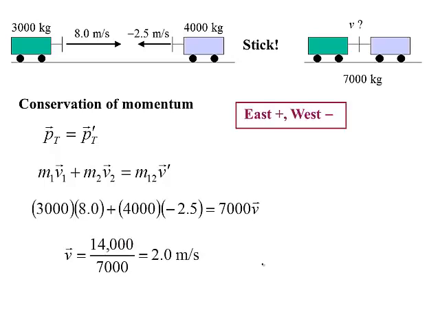So we plug in the masses and the velocities, keeping in mind that the 8 meters per second is positive and the 2.5 meters per second is negative, because positive direction is east, negative direction is west, and the sum of the two masses added together, 3,000 plus 4,000, is obviously 7,000 kilograms. So divide all that out and you get positive 2.0 meters per second. That means they're going to be moving to the right, or east, at 2.0 meters per second.